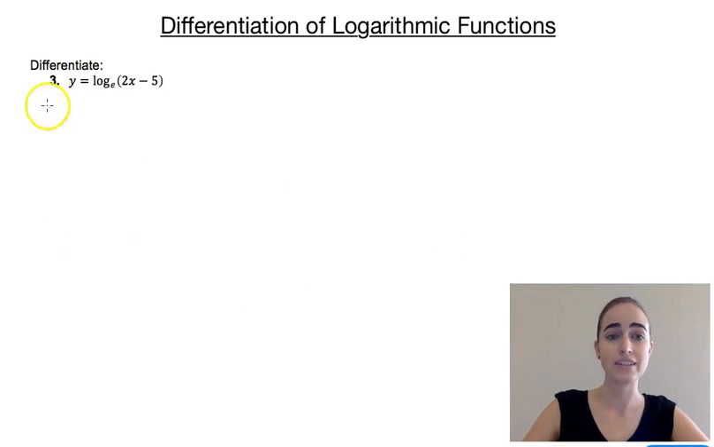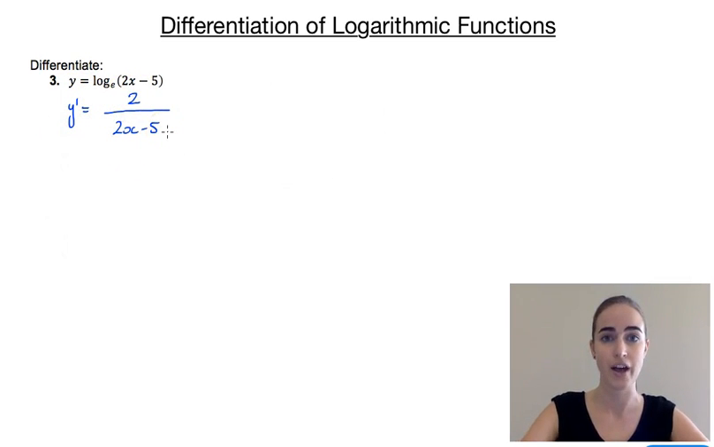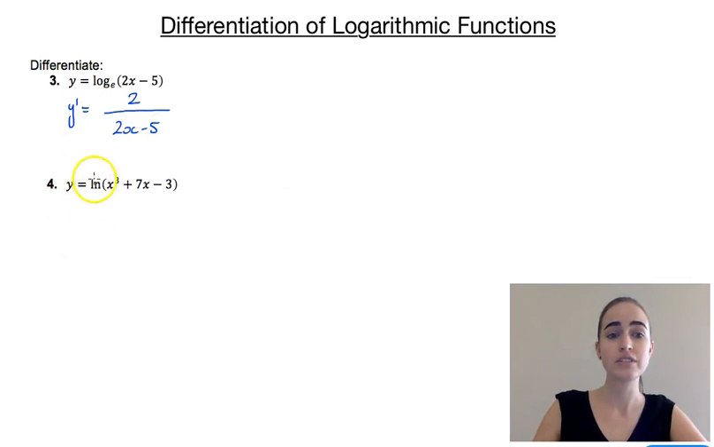So let's have a look at how that applies to some questions. So we've got y equals log to the base e of 2x minus 5. So our derivative is going to be in the denominator, just this function, so our 2x minus 5, and in the numerator, it's the derivative of this, so that would be 2. So our derivative of our function would be 2 over 2x minus 5. Our fourth example is y equals the natural log of x cubed plus 7x minus 3. So again, in the denominator we've just got this function, so our x cubed plus 7x minus 3. And in the numerator, we have the derivative of this. So we would have 3x squared plus 7.